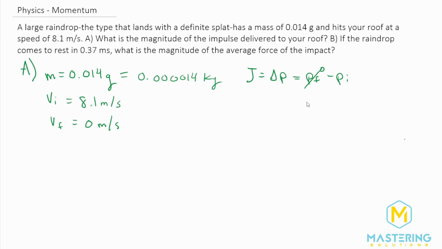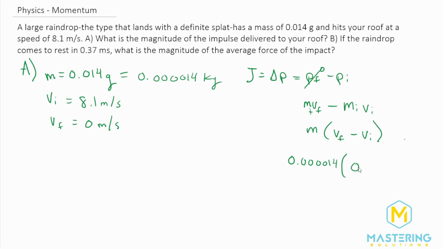And so if we break this up, we have mass times final velocity, minus mass times initial velocity. Now we can simplify this because the mass is staying the exact same. So if we simplify this equation, we have the mass times the velocity final minus the velocity initial. Now when we plug in our variables from our list, we have our mass, which is 0.000014. Obviously, we can write that a little easier in scientific notation, but I'm going to leave it like that for now.